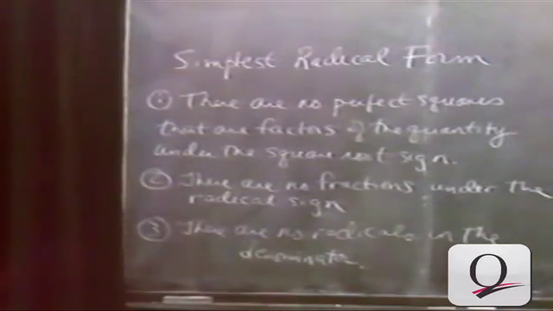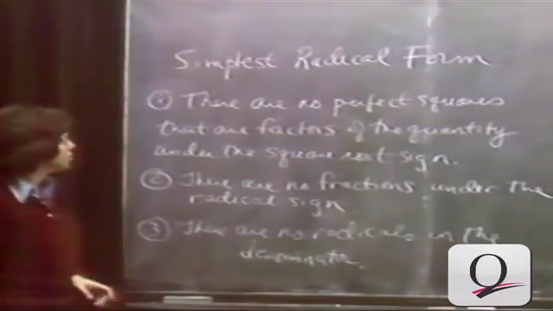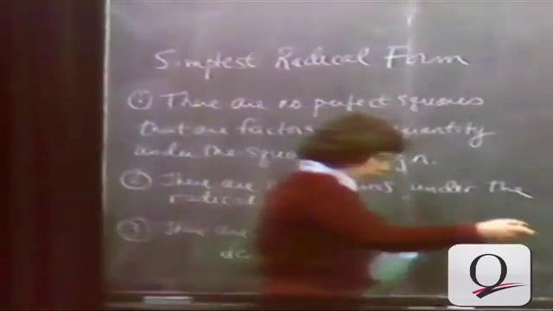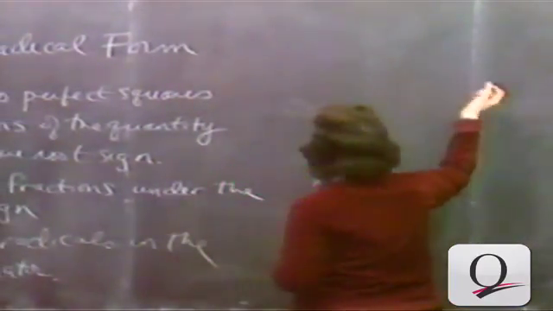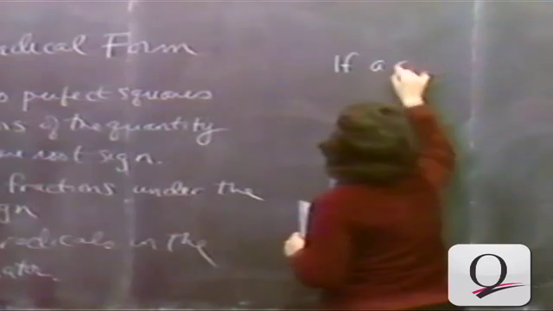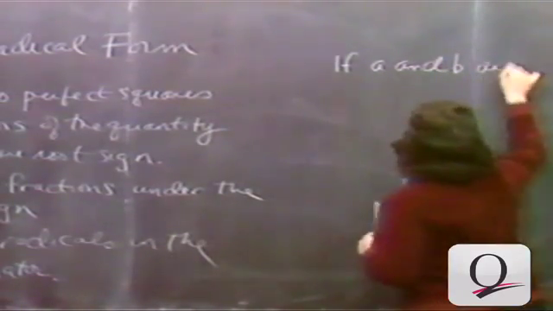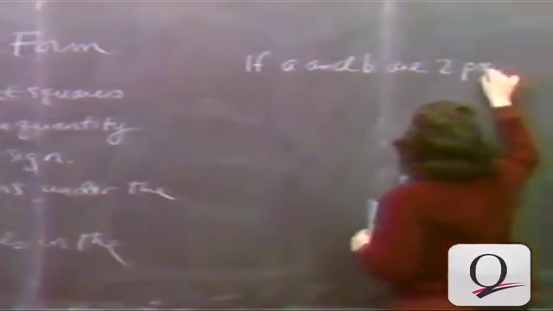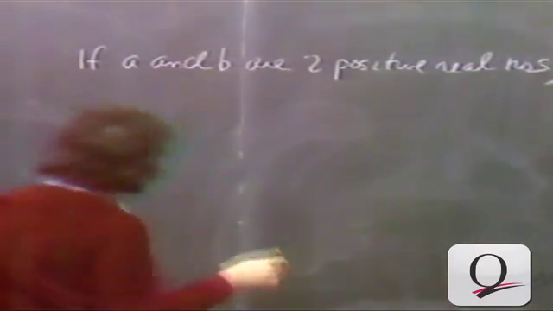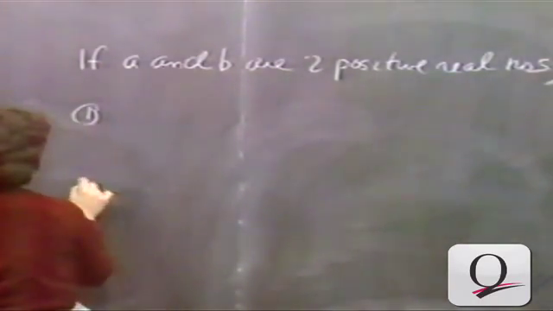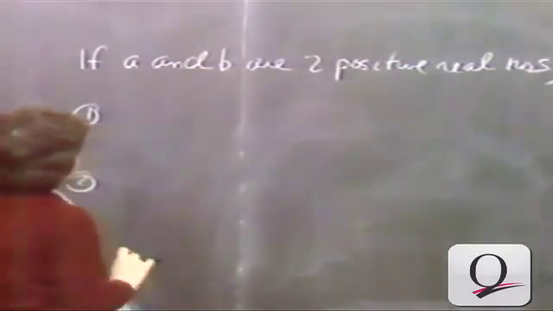Now we have certain tools for putting a radical into simplest form. These were discussed in earlier videos. I just want to summarize them for you now. In what I'm writing now, A and B we'll consider to be two positive real numbers. We have the following properties of radicals, which will be helpful to us in putting a radical into simplest form.